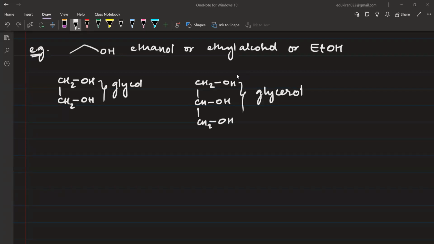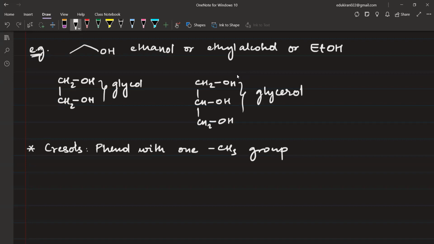But you should know these things. Then there is a term which is used, cresols. What are cresols? Cresols are phenols with one CH3 group. So, methyl phenols. There can be three types of cresols.